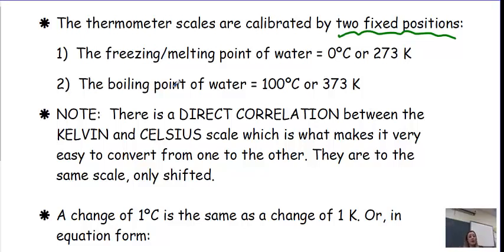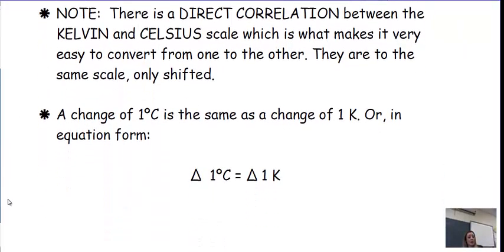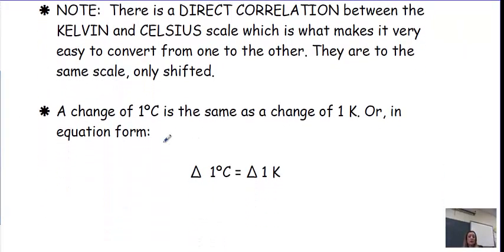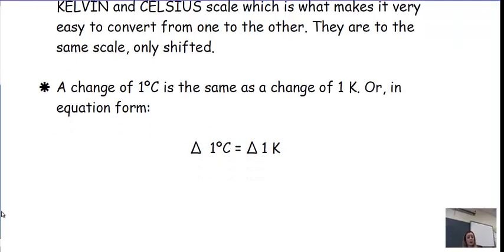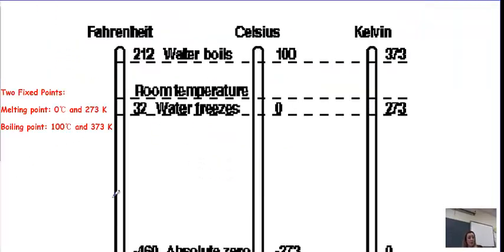There's a direct correlation between the Kelvin and Celsius scale, which is what makes it very easy to convert from one to the other. They are the same scale, only shifted. So a change of 1 degree Celsius is the same as a change of 1 Kelvin. Or in equation form, a change of 1 degree Celsius is equal to a change of 1 Kelvin. They are proportionally the same.